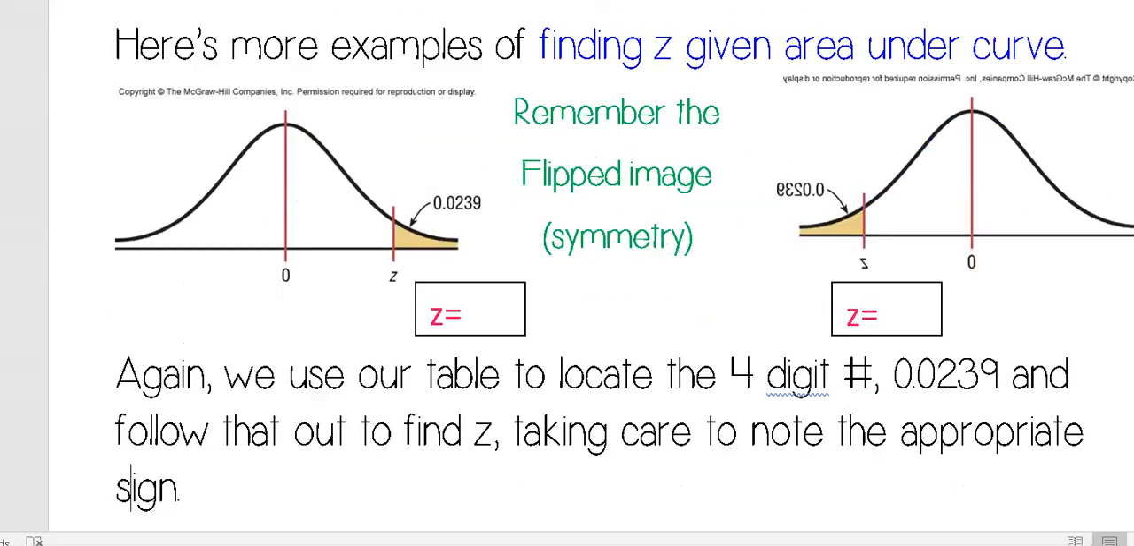Here are a couple more examples of finding z. Now, the answer to both of these questions is going to have the same absolute value, just different signs. So in this picture, I have the area under the curve to the right of some positive z-score, 0.0239. Well, as you see, I rotated this image horizontally, and now I have the area under the curve to the left of some negative z-score is 0.0239 as well.